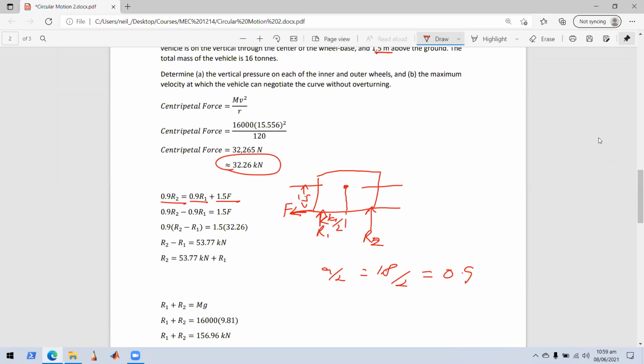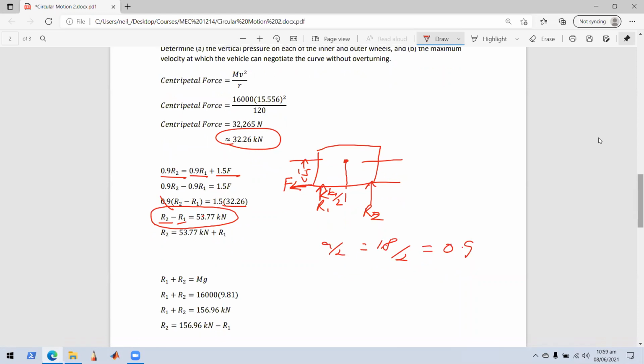Now, F again is 32.26 kilonewtons. Put that value in, multiply out, divide by 0.9, and we should get R2 minus R1 is equal to 53.77 kilonewtons. And this is our first equation. Now, here we notice two unknowns. So we need to find one and then use that one to solve for the other.